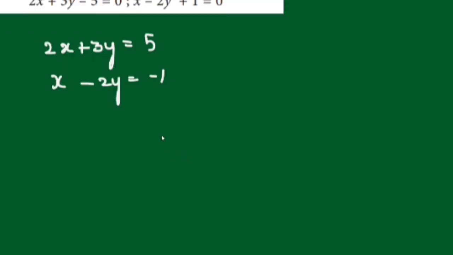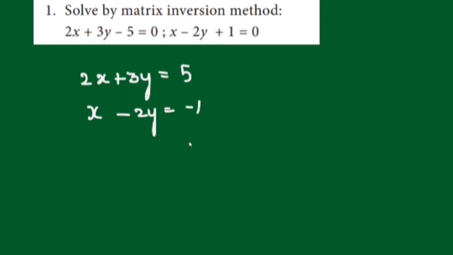Write it like this. Take the constant to the right side first. Then you have to use the inversion method. The question is solved using the matrix inversion method, which means you're going to find the matrix inverse and solve this. To do that, first we have to write this in matrix form. You have to write it as AX is equal to B.